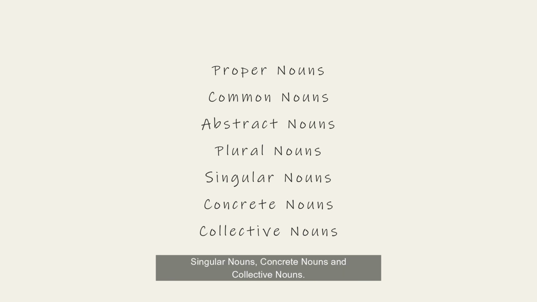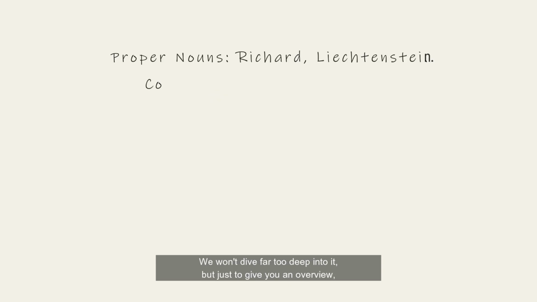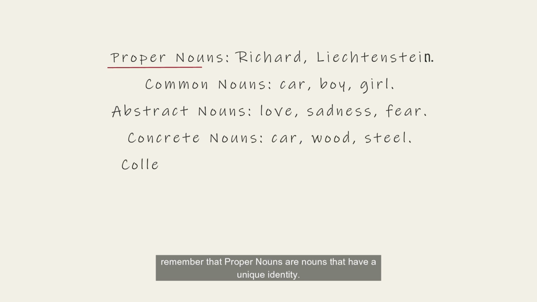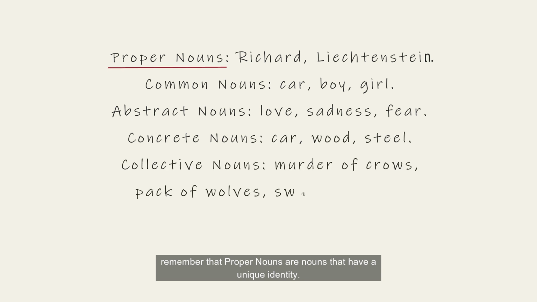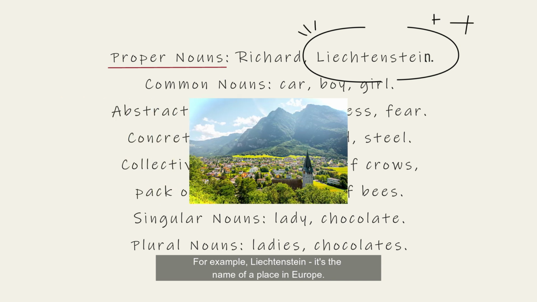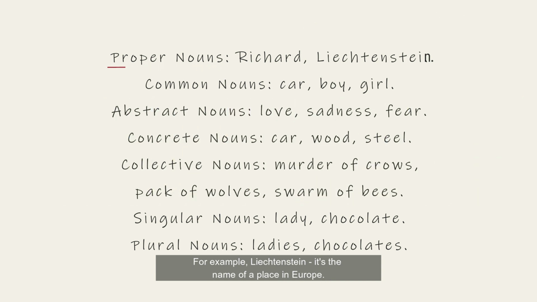We have different types of nouns, like proper nouns, common nouns, abstract nouns, plural nouns, singular nouns, concrete nouns, and collective nouns. We won't dive far too deep into it, but just to give you an overview, remember that proper nouns are nouns that have a unique identity. They're specific names of people, places, objects, and so on and so forth. For example, Liechtenstein, it's the name of a place in Europe. Common nouns are nouns that refer to categories, like the words car, boy, girl, etc. We're not talking about a specific car, boy, or girl.